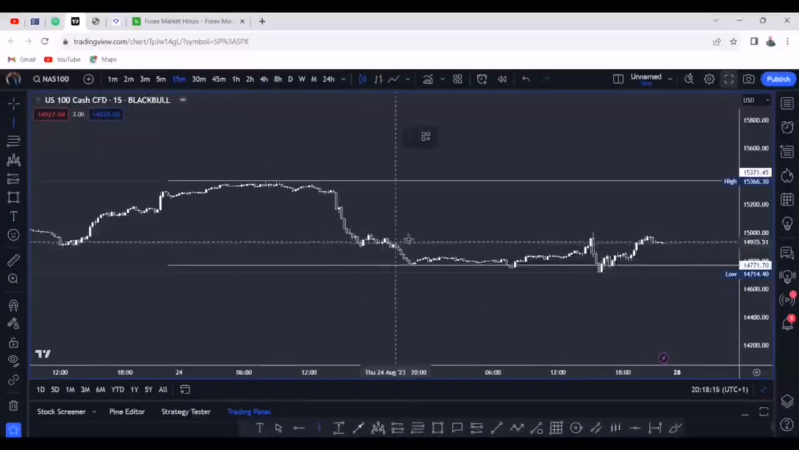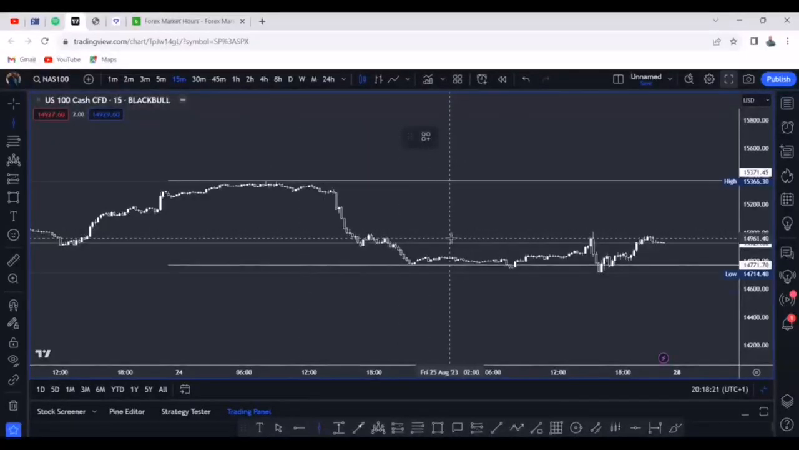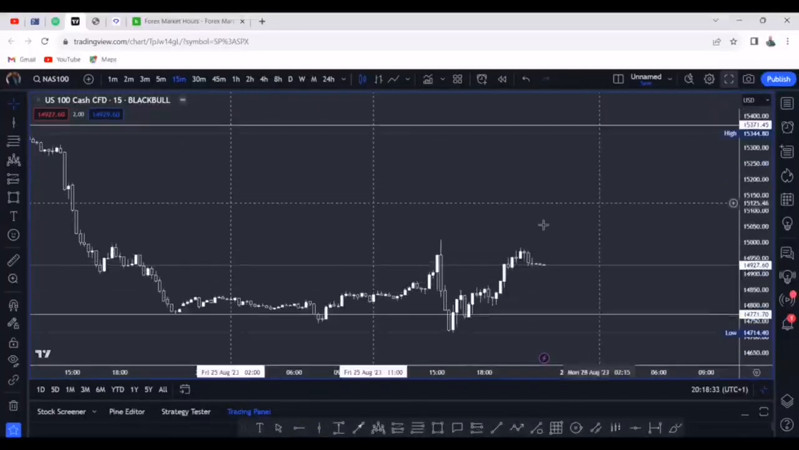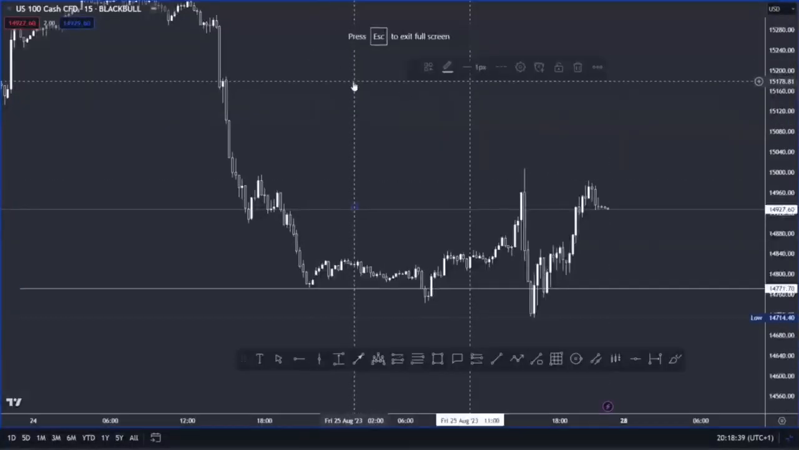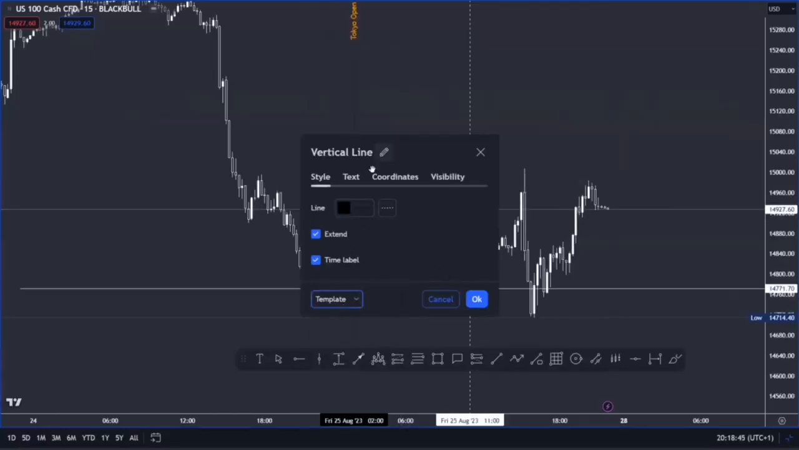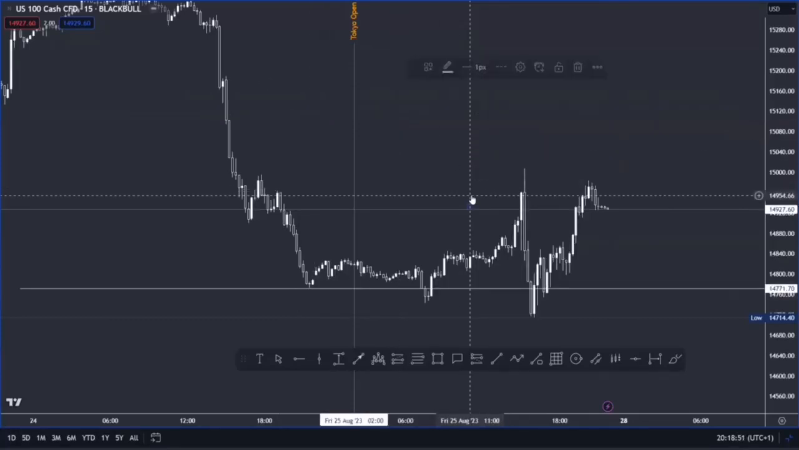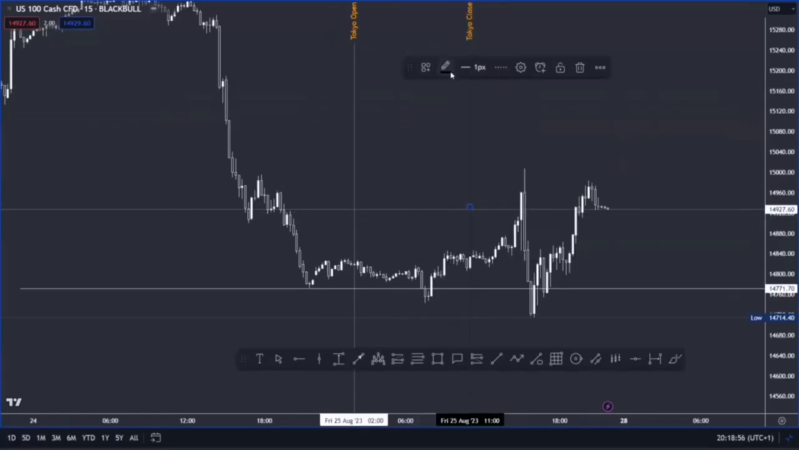I say it is from 2 on Thursday, or let me make it on Friday, which is fine. It's from 2, which is here, to about 11. From 2 to about 11. So this is 11 a.m., and this would be the Tokyo session. Because I already had this as a template, I'm going to go to Tokyo Open. So this is where the Tokyo session begins to open. All right, so Tokyo opens over there, and then we've got the Tokyo close. Tokyo closes exactly at 11.